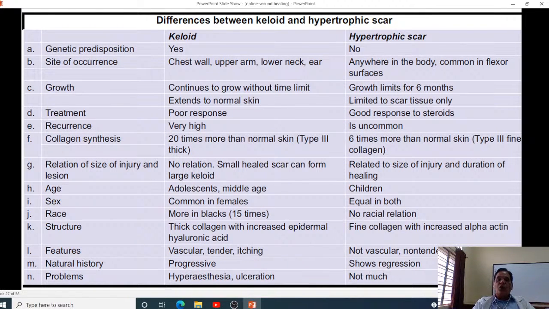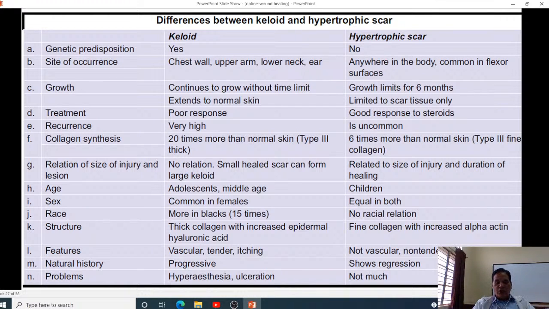Keloid has no relation to the size of the wound. That means once they are given free hand, they will start growing on their own. As against that, hypertrophic scar is related only to the size of the injury and the duration of healing. Keloid is common in adolescents and females, whereas hypertrophic scar is common in children and in both sexes. Keloid is more common in black people, that means African Negroes, 15 times more. As against that, hypertrophic scar has no racial predilection.